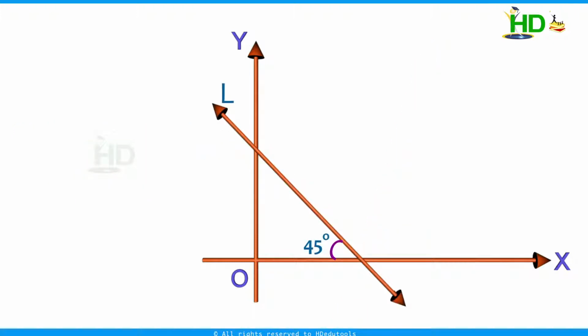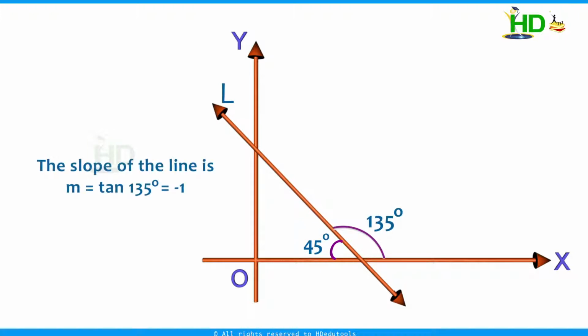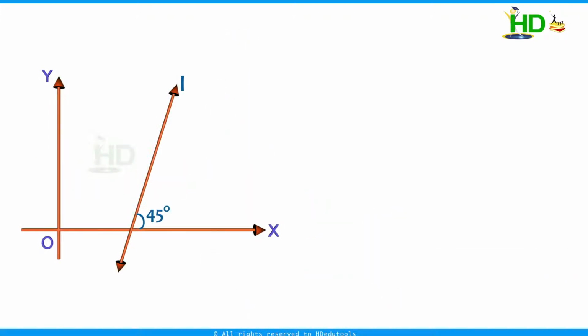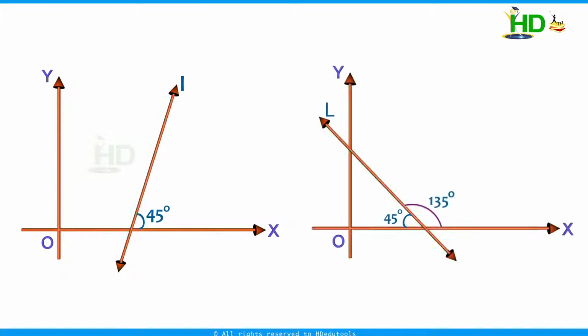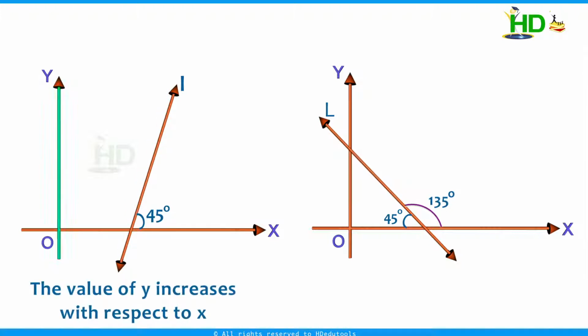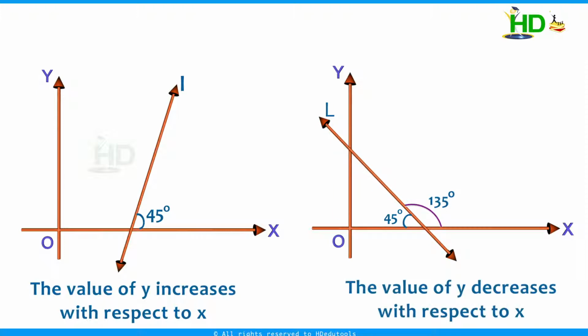Suppose this line is making an angle of 45 degrees with the x-axis in the clockwise direction. That means this angle is 135 degrees. In this case, the slope is tan 135, which is minus 1. This is a line with positive slope. This is a line with negative slope. The meaning of positive slope is the value of y increases with respect to x. The meaning of negative slope is the value of y decreases with respect to x.